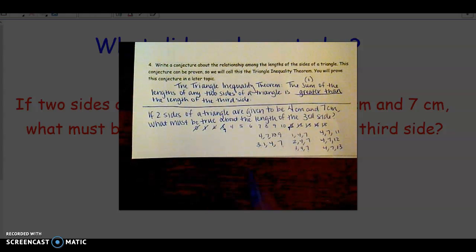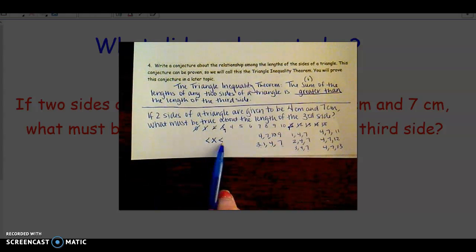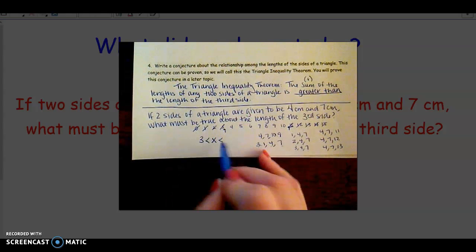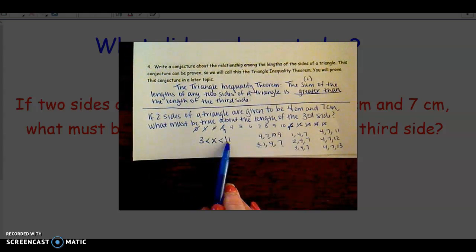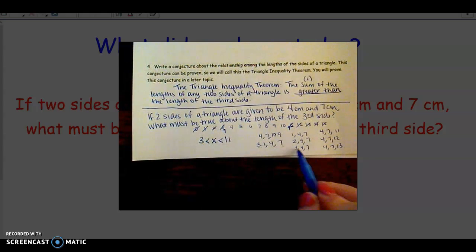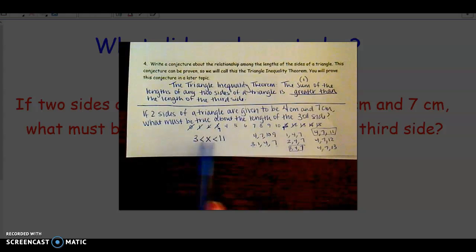And so what we find is that we can have a third side anywhere between, and this is how we would write that algebraically. This shows that x is greater than this number, while at the same time less than this number. So we have to be greater than 3, but we have to be less than 11. Any number in between 3 and 11 works. I didn't put equal to bars because we're not saying the third side can be 3, because we know it can't be. That cannot be a triangle. And we're not saying it can be 11 because that cannot be a triangle. But any number in between 3 and 11 would work for the third side.